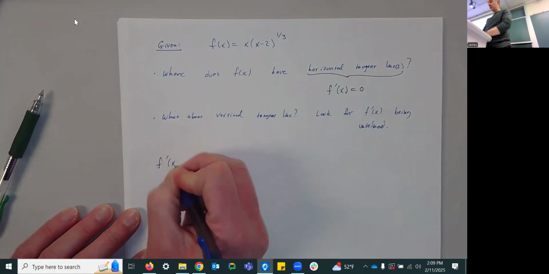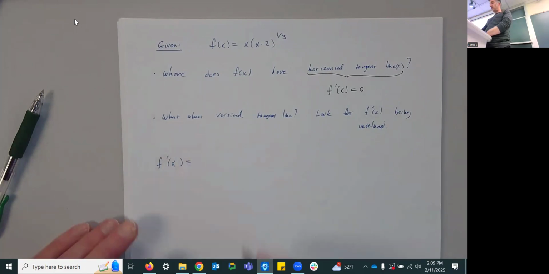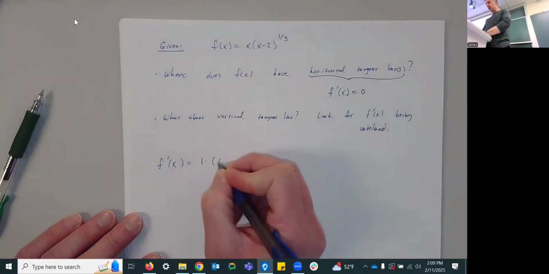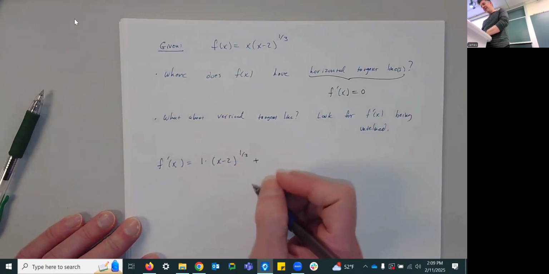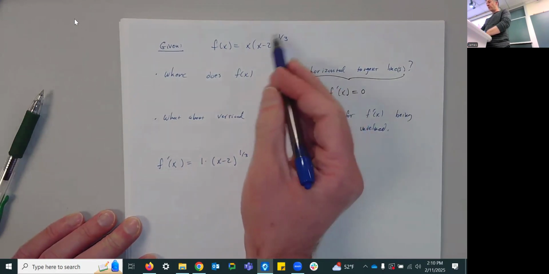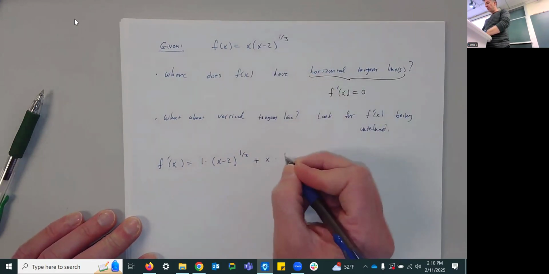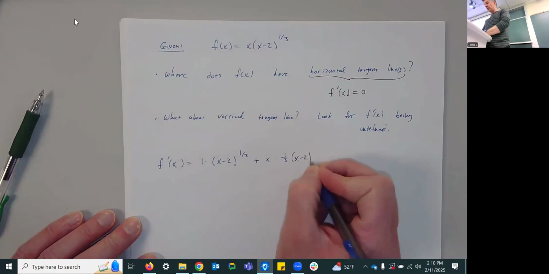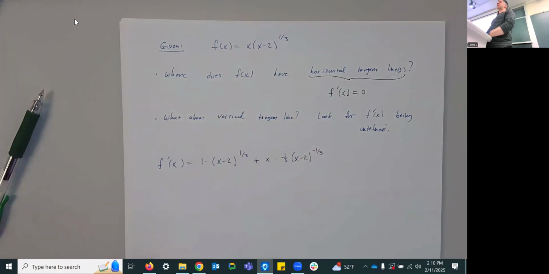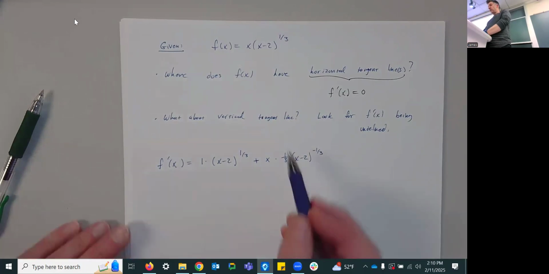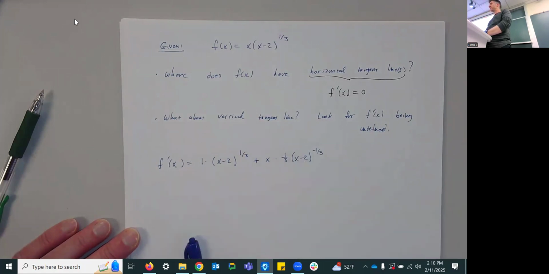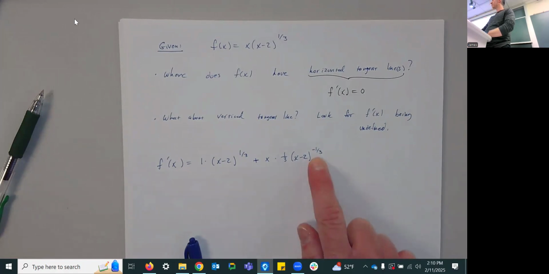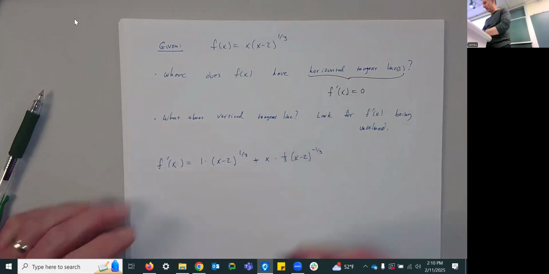So f prime of x is going to be, gotta use the product rule here. So the derivative of x is 1 times (x minus 2) to the 1/3, plus x left alone, and the derivative of (x minus 2) to the 1/3 is 1/3 times (x minus 2) to the negative 1/3. And I'm going to think about the chain rule here, even though I don't really have to. My derivative of (x minus 2) to the 1/3 is 1/3 times my stuff to the negative what? What should that power really be? Negative 2/3, right?